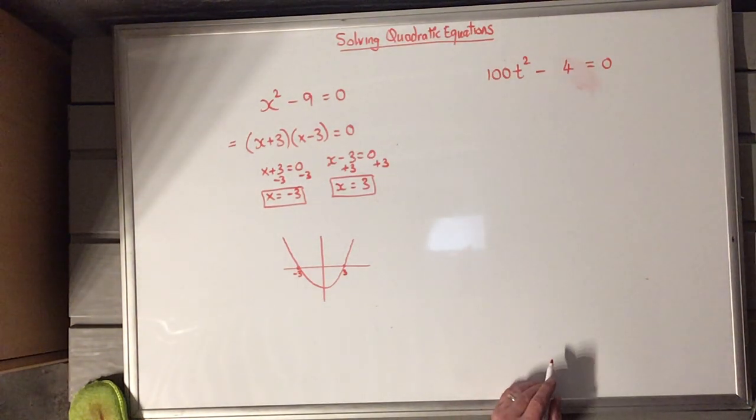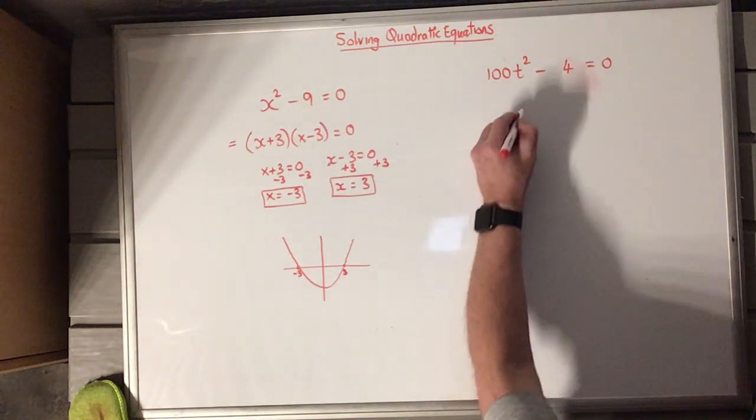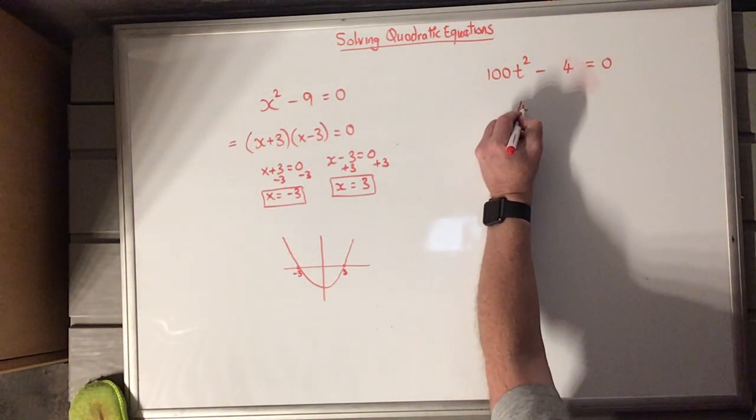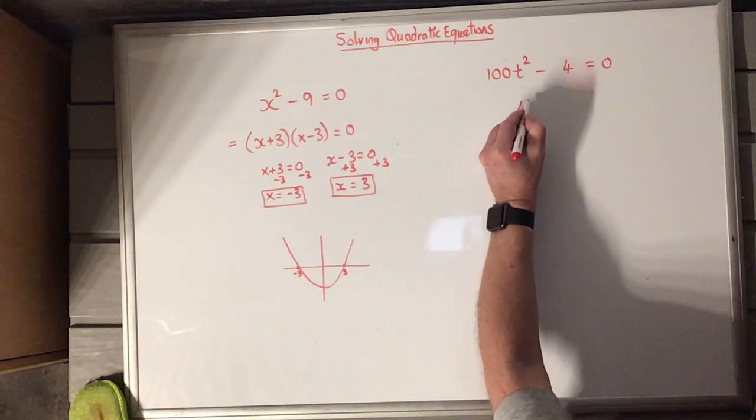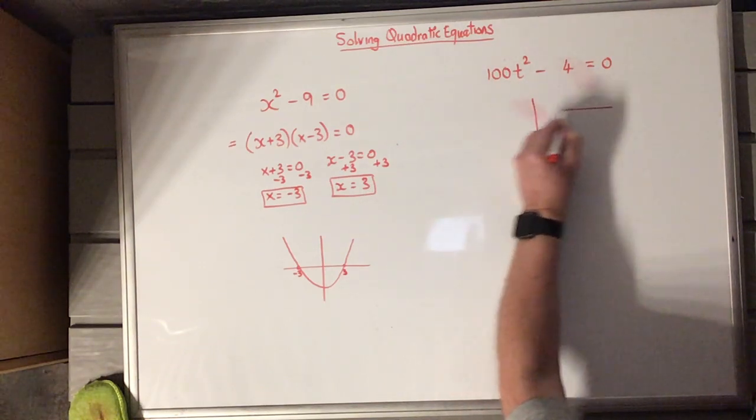Again, can we take out a common factor? Yeah, I think we can. We can take 4 out as a common factor, so let's take 4 out. So 4 comes out, and again, let's do the good method just in case you've not watched other videos.